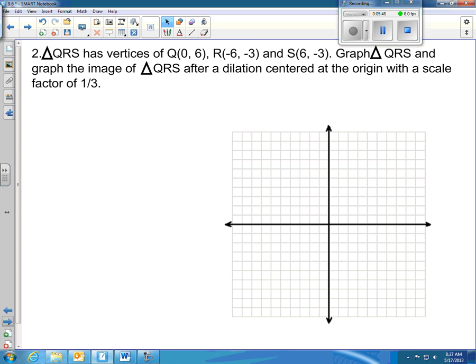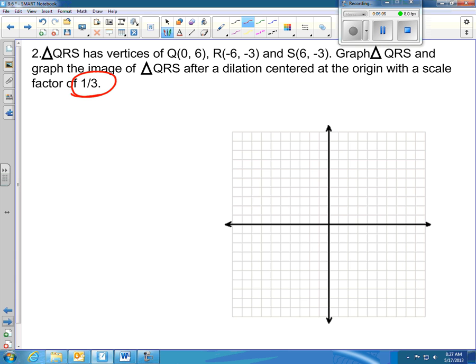All right, triangle QRS has vertices of Q (0, 6), R (-6, -3), and S (6, -3). Graph QRS and the graph of the image of QRS after dilation centered at the origin with a scale factor of 1/3. All right, so let's graph our original points.